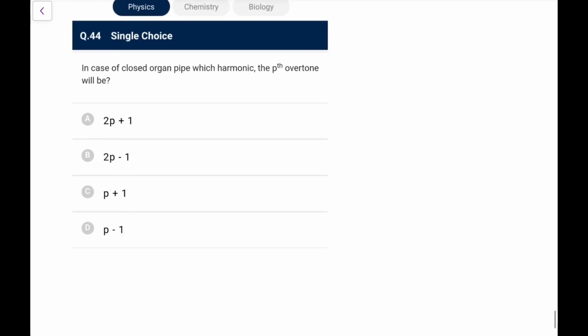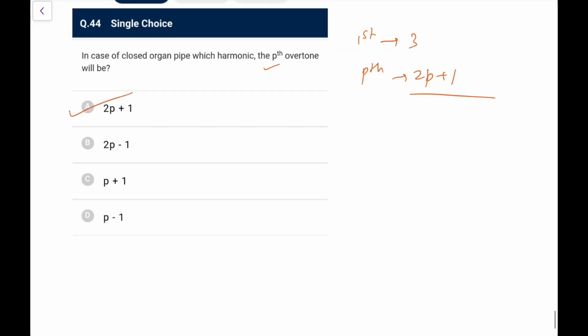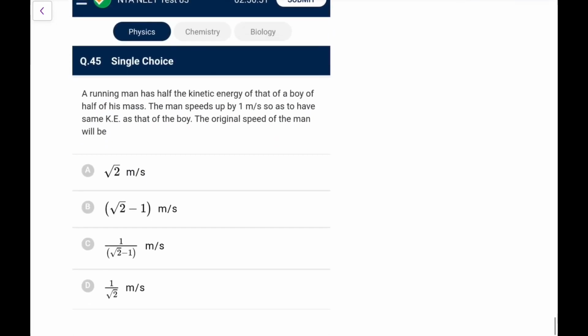Next, in the case of a closed organ pipe, which harmonic the pth overtone will be? So pth overtone, first overtone represents third, so pth overtone will represent 2p plus 1. So that would be option A. Next, a running man, this is a very nice question, I just remember just by reading the word. A running man has half the kinetic energy of that of a boy of half of his mass. The man speeds up by 1 so as to have the same kinetic energy as that of the boy. The original speed of the man is.